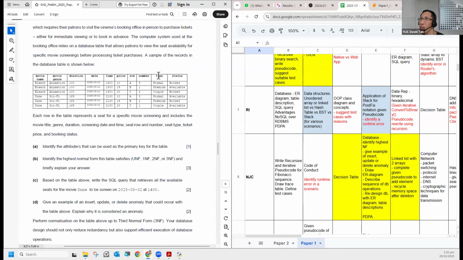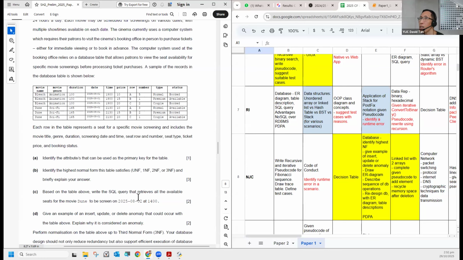So I see whether it is 1st normal form or 2nd normal form. 3rd normal form, no need to check, because down here it says you need to perform normalization to reach 3rd normal form. So sometimes there's a hint that you can cheat a little bit. You won't make a mistake if you say it's not 3rd normal form. And then the SQL query for retrieval, this is what you need to know.